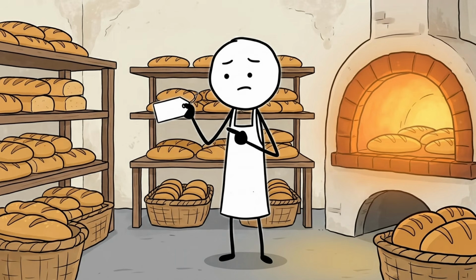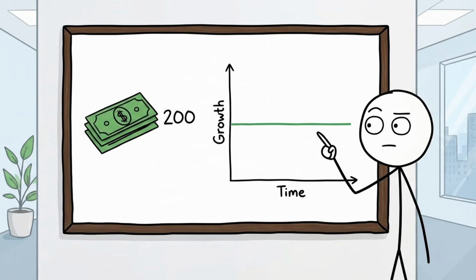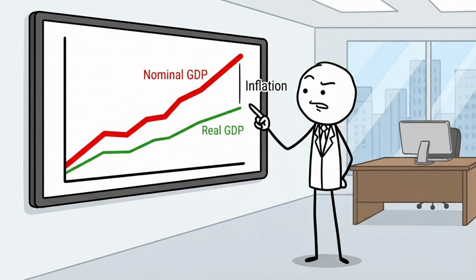Next year, the same 100 loaves. Same bakers, same ovens, same bread. But now bread costs $2, so GDP is $200. On paper, the economy doubled. In reality, nobody got a single extra slice. That $200 is nominal GDP, measured in today's prices. Real GDP strips out inflation, and in real terms, this economy grew by exactly 0. That's why economists almost always talk about real GDP. Nominal GDP can rise just because prices rose, and that's not growth.